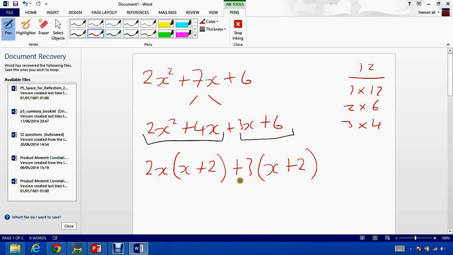And then you just add up what's left outside the bracket and what's inside the bracket. Now it's vital that you make sure that these two are the same. Okay, if what's inside your brackets is not the same, you haven't got the right answer.